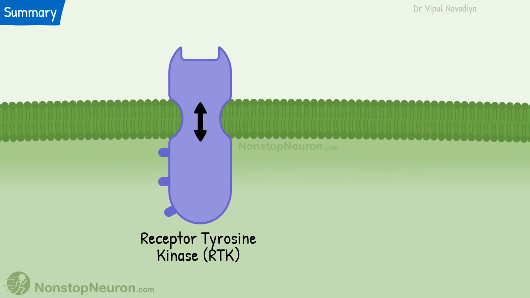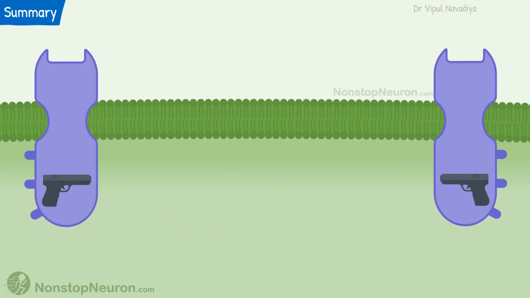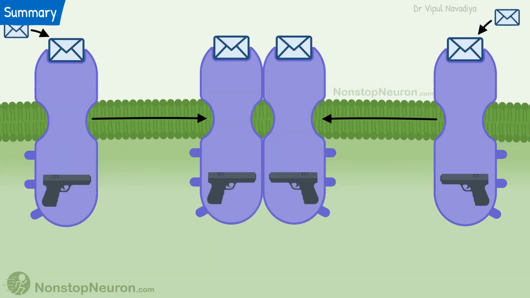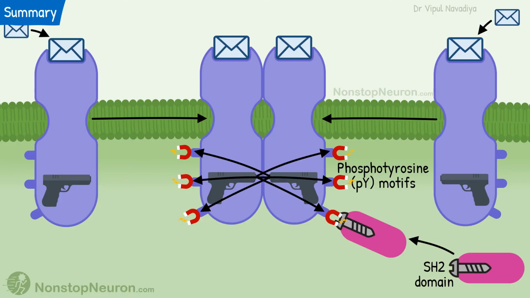Most of the receptor tyrosine kinases are single-pass transmembrane proteins. They have an extracellular ligand-binding site and an intracellular tyrosine kinase domain. Receptors for insulin and some growth factors are receptor tyrosine kinases. Under an inactive state, receptors are in monomeric form. Ligand binding causes dimerization. Some receptors, like those for insulin, are present as dimers even under resting conditions. In the dimer, tyrosine kinase domains of each receptor phosphorylate tyrosine residues on each other. Resultant phosphotyrosine motifs attract SH2 domain containing proteins.